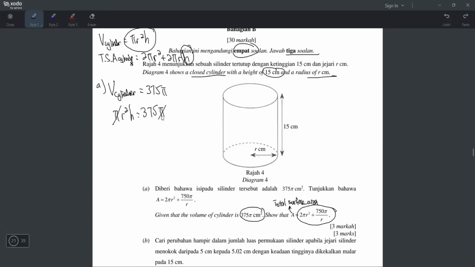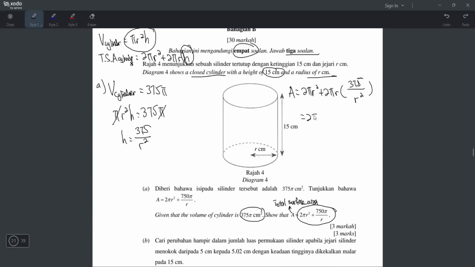You want to find H in terms of R. Okay, so pi bahagi pi boleh potong. So H sama dengan 375 over R square. Okay, this is the equation I'm looking for. H in terms of R. And kenapa saya buat macam tu? Sebab sekarang saya nak cari total surface area. Formula dia adalah 2 pi R square plus 2 pi RH, right? But since the one they want us to show is in terms of R only, that's why the H I buat ni dulu lah. And then the H I ganti sini lah. Now make sense, right? Now you faham kan kenapa saya buat macam ni.